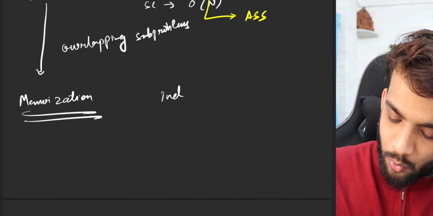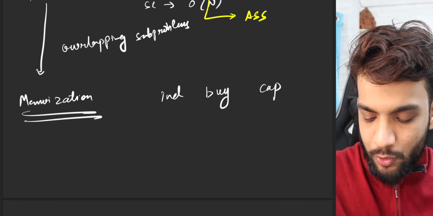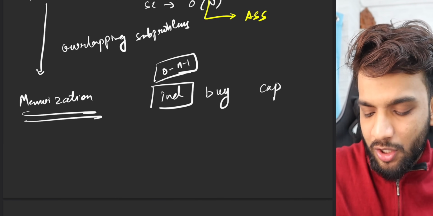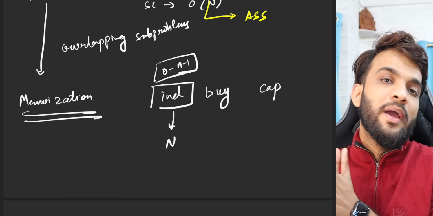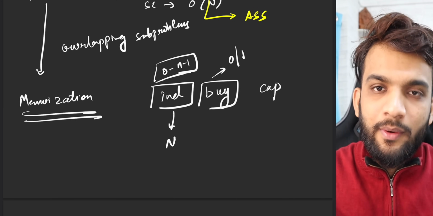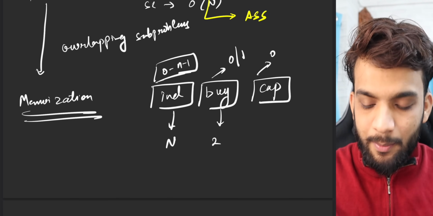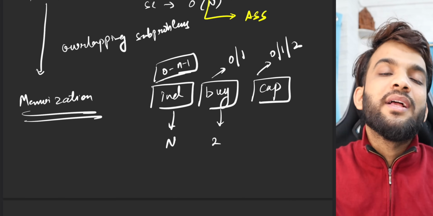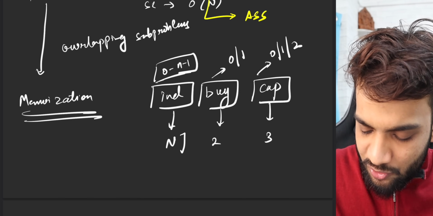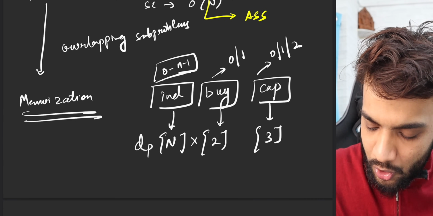We have an index, we have a buy, we have a cap. Let's analyze what the maximum value of index can be. This index can be from 0 to n minus 1, which makes it a total of n different states. What can buy be? Either you are not allowed to buy or you are allowed to buy. Two different states of buy. What can cap be? Either you have 0 transactions remaining, 1 transaction remaining, or 2 transactions remaining. Thereby, you have 3 different sets of transactions. So I see 3 changing parameters or 3 changing states. Thereby, you just need to create a DP state of n cross 2 cross 3.